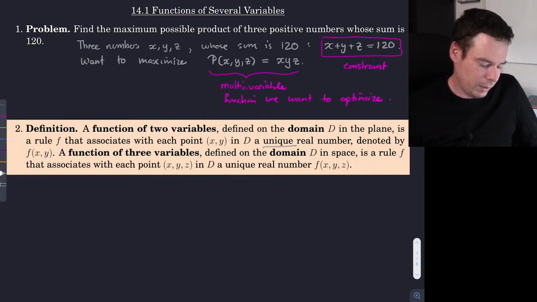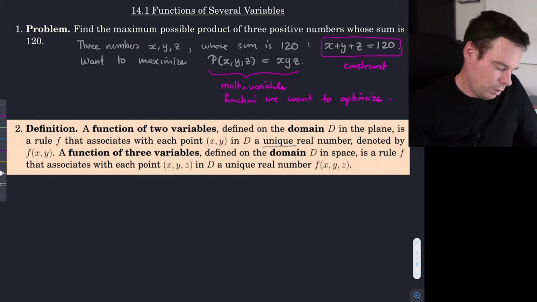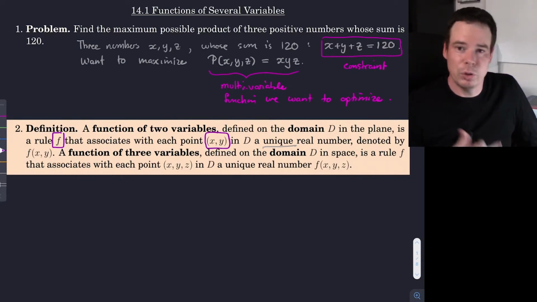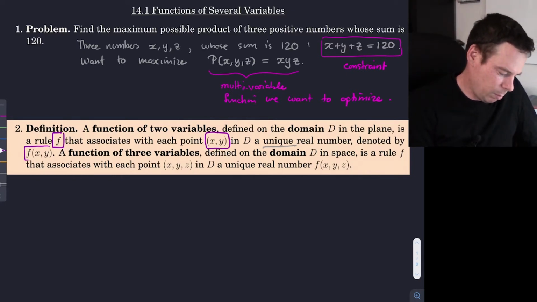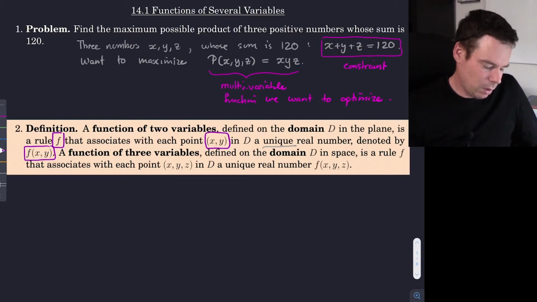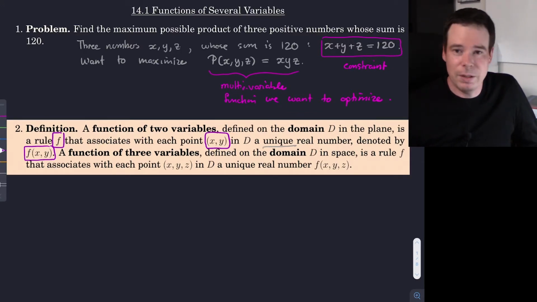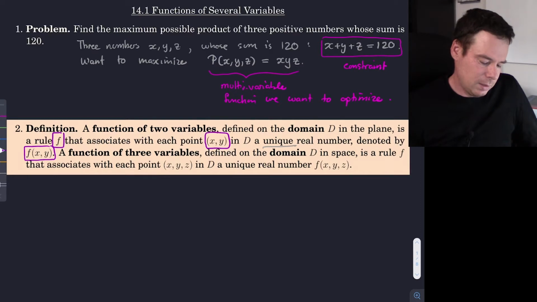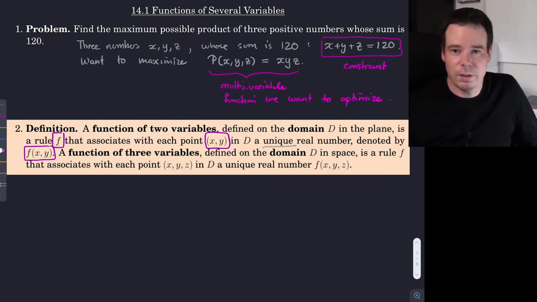So I read these round brackets like we've done in Calculus 1. So f is our rule. It takes x, y as our input from our domain, and it produces an output. The output is denoted by f with those two numbers going into it, separated by a comma. We can do the same thing for a function of three variables. It's defined on a domain D, which is some set in space. And the function itself is a rule that associates with each point x, y, z in D a unique real number, which we denote by f of x, y, z.